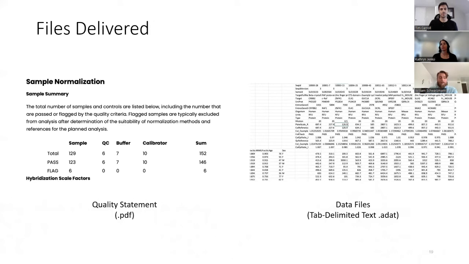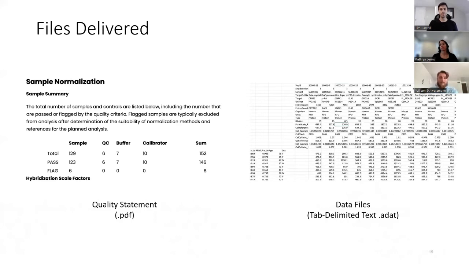You're also given 2 data files. These are tab-delimited text files in our .adat structure here. So anything that can work with tab-delimited text will be able to work with these files. We give you 2 files at different levels of normalization, so you're able to choose to use the SomaLogic normalization path, use our standard reference, or if you would like to apply your own normalization to your data set, you have the flexibility to do that as well.